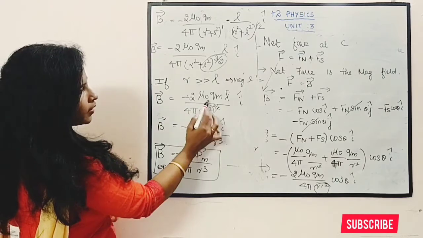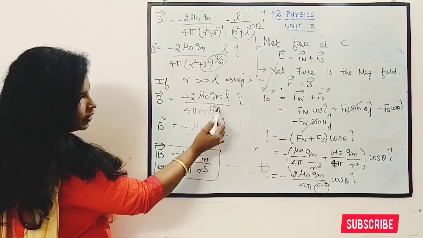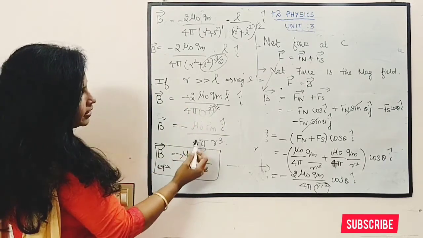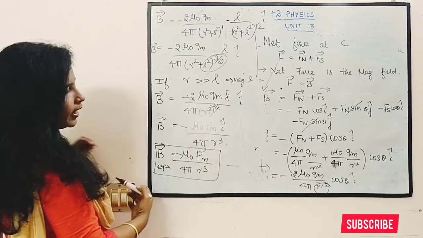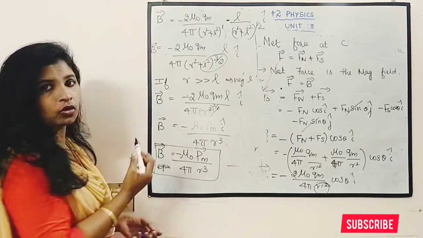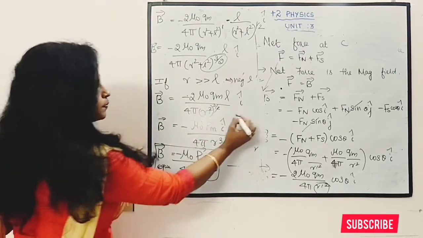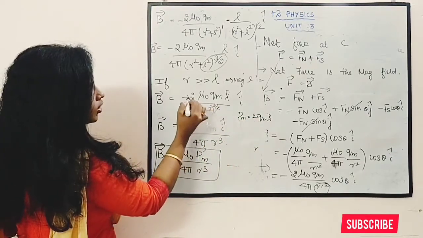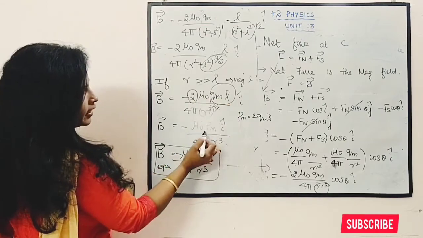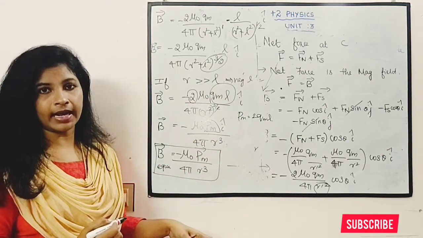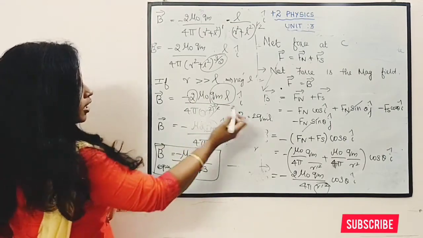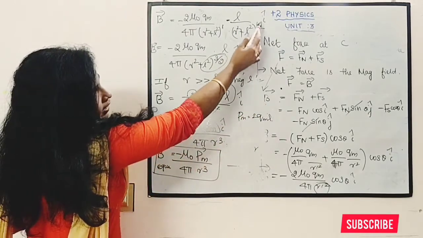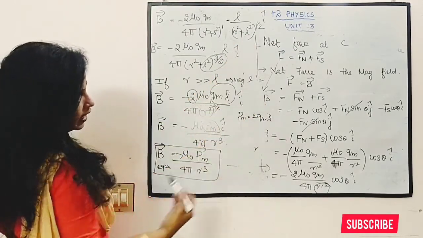4 pi r square the whole power 3 by 2. So 2 and 2 get cancelled, and we can write it as 4 pi r cube. The next important thing is we know that the magnetic dipole moment Pm is equal to 2 qml, right? So instead of 2 qml I have written Pm, that is magnetic dipole moment. Okay, I have missed this I cap over here. Please note it down, I cap we have to write it.